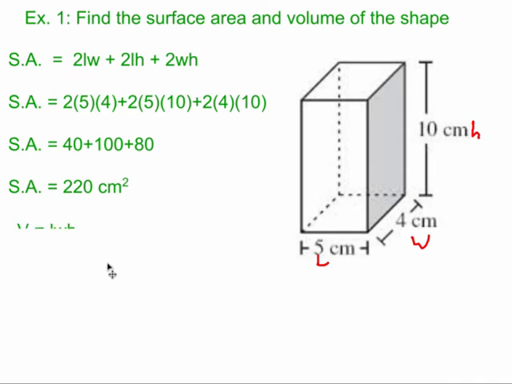Now we need to find the volume. We know volume is just length times width times height. So I just take 5 times 4 times 10. All right, and 5 times 4 times 10 is 200. And our units for volume are always cubed, so it's 200 centimeters cubed. So that's all I needed to do is take my numbers and plug them into the formulas.